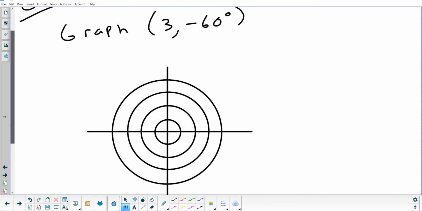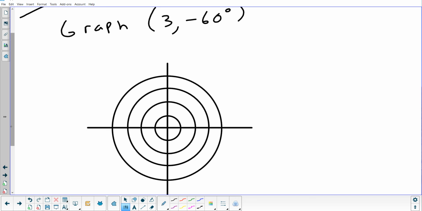All right, how about 3, negative 60? Maddie, what would I do first? We'll write 3. Okay, so we write 3. And Lindsay, from there? You're going to go clockwise 60 degrees. Yep, I'm going to go clockwise 60 degrees, and that's still going to keep me in quadrant 4, but it's going to move me 2/3 of the way through it. So I would go halfway, and just go a little bit more. Maybe a little more, like that. Questions on that?